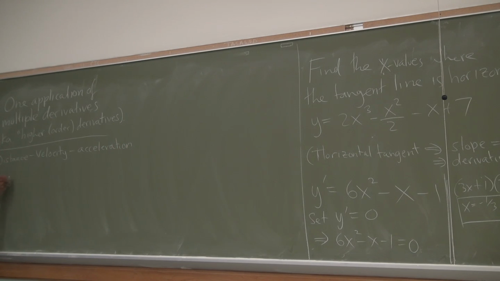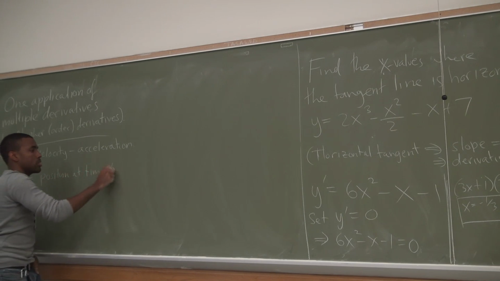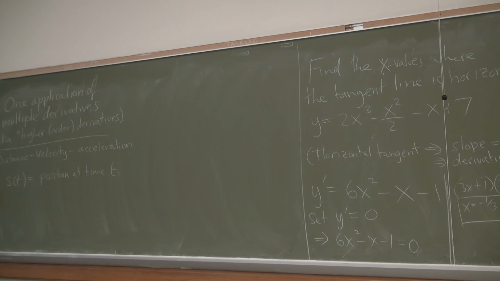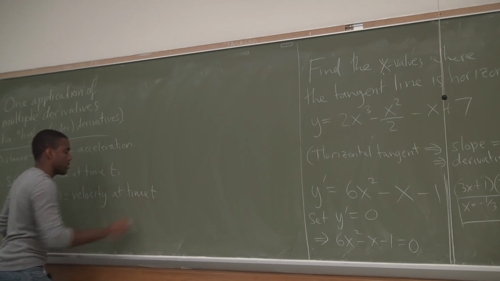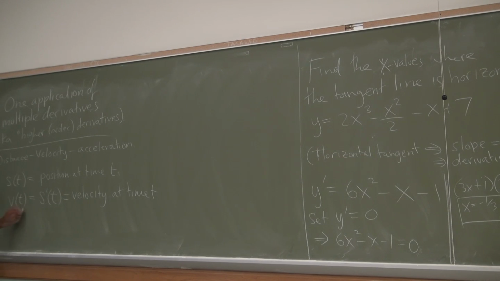So it turns out that if I let s of t be a function that gives me my position at time t, so I write a function of time, and I call this my position function, the derivative of that will give me the velocity of the object that I'm considering. And if I take the derivative of the velocity, which is in fact the second derivative of position, that gives me acceleration.